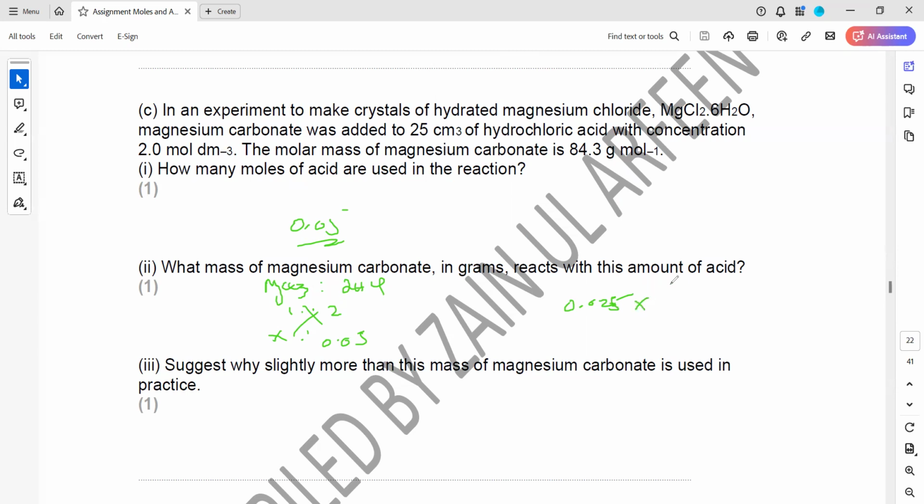So multiply by the molar mass of magnesium carbonate. Magnesium is 24, carbon is 12, plus oxygen is 16 multiplied by 3. Multiply all of them, and you will get the mass. So it will be about 2.1 gram.